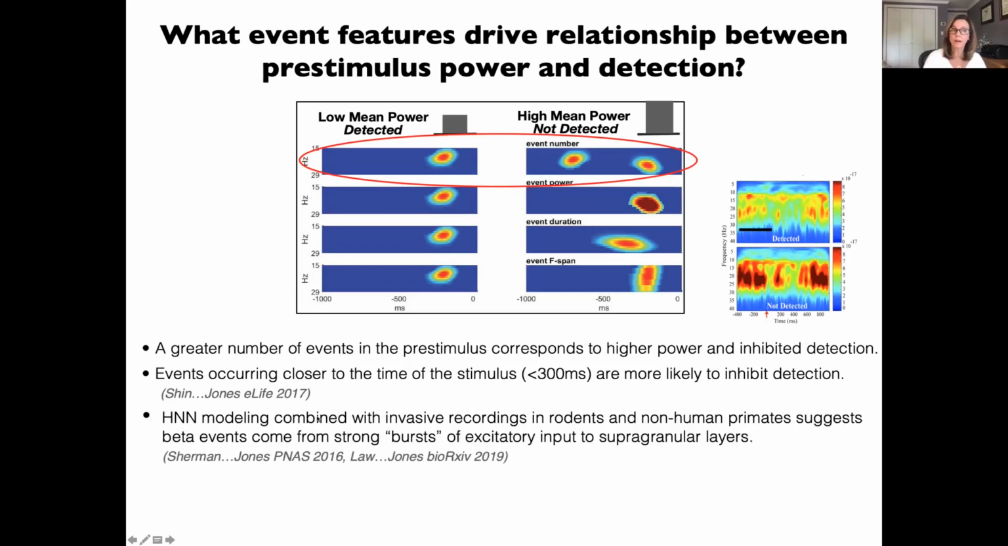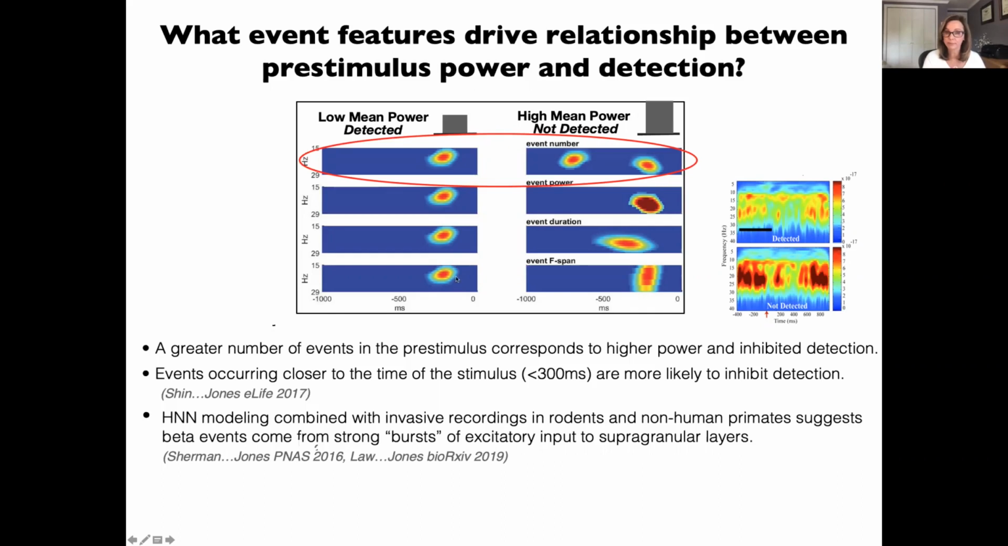We've also used our HNN modeling framework to try to understand the circuit origin of these transient beta events. And the modeling, combined with invasive recordings in both rodents and non-human primates, suggests that these beta events are coming from a strong burst of excitatory input to supragranular layers. And again, I don't have time to go into details, but for further details, you can look at our publications on this work.